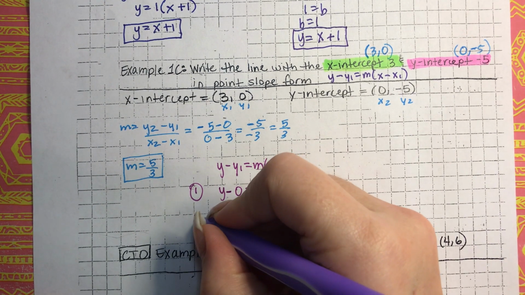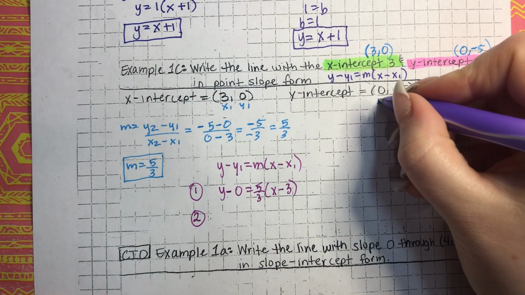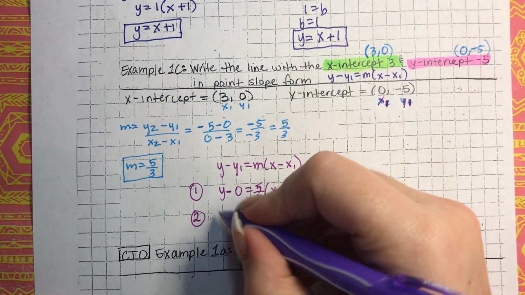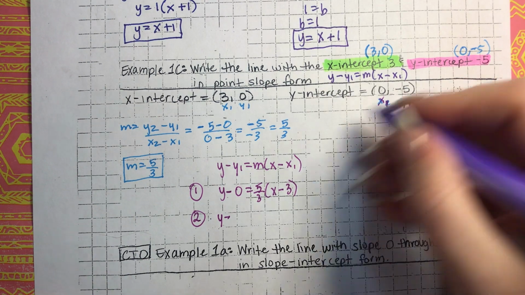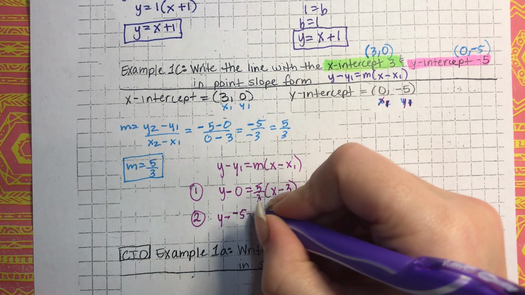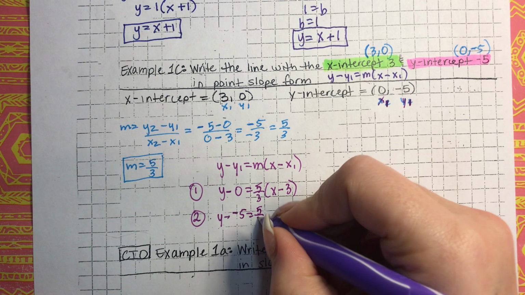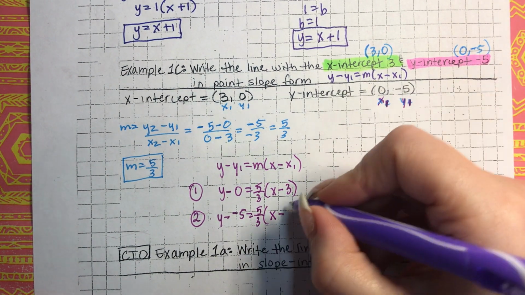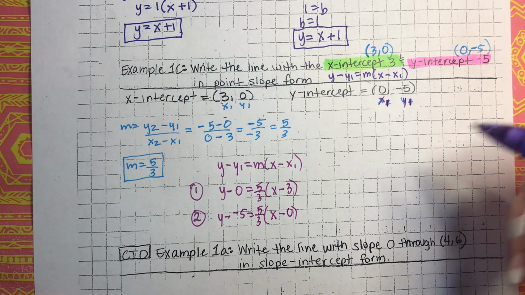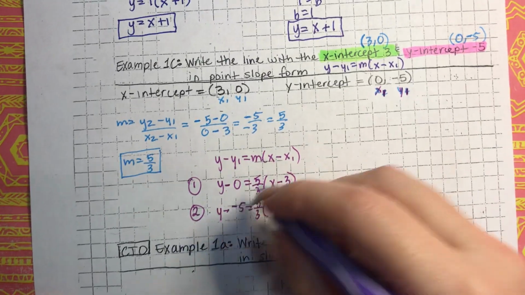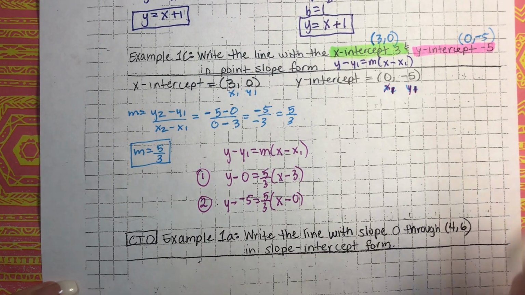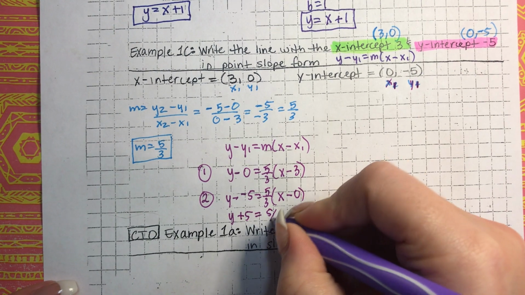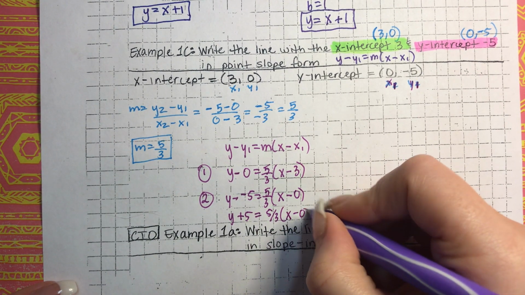And the other possible answer is to call this my x1 and this my y1, right? So I would have y minus my y1, which is -5, equals my slope, 5/3, times x minus my x1, which is 0. And then we just need to simplify those two negatives. And so it would end up being y plus 5 equals 5/3 x minus 0.